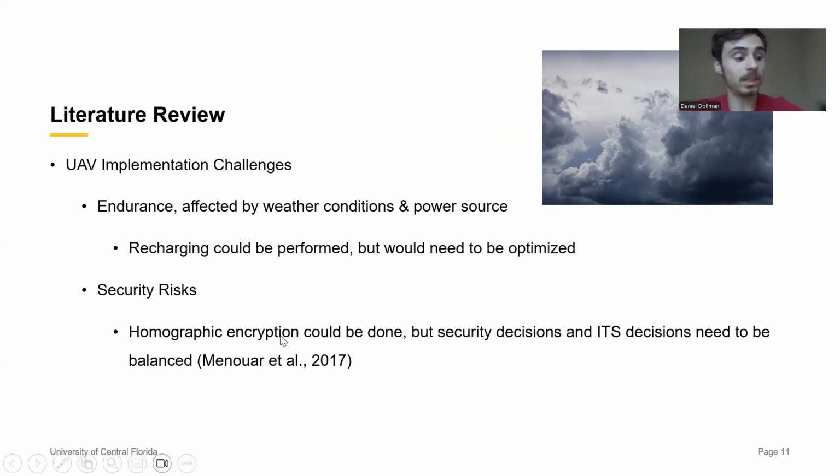Then we have the issue of security risks. Homomorphic encryption was proposed as a solution to this, but the issue then becomes how do you balance security decisions and ITS decisions? Because UAVs need to make quick ITS decisions, but they also need to be cognizant of the fact that cyber attacks are possible.